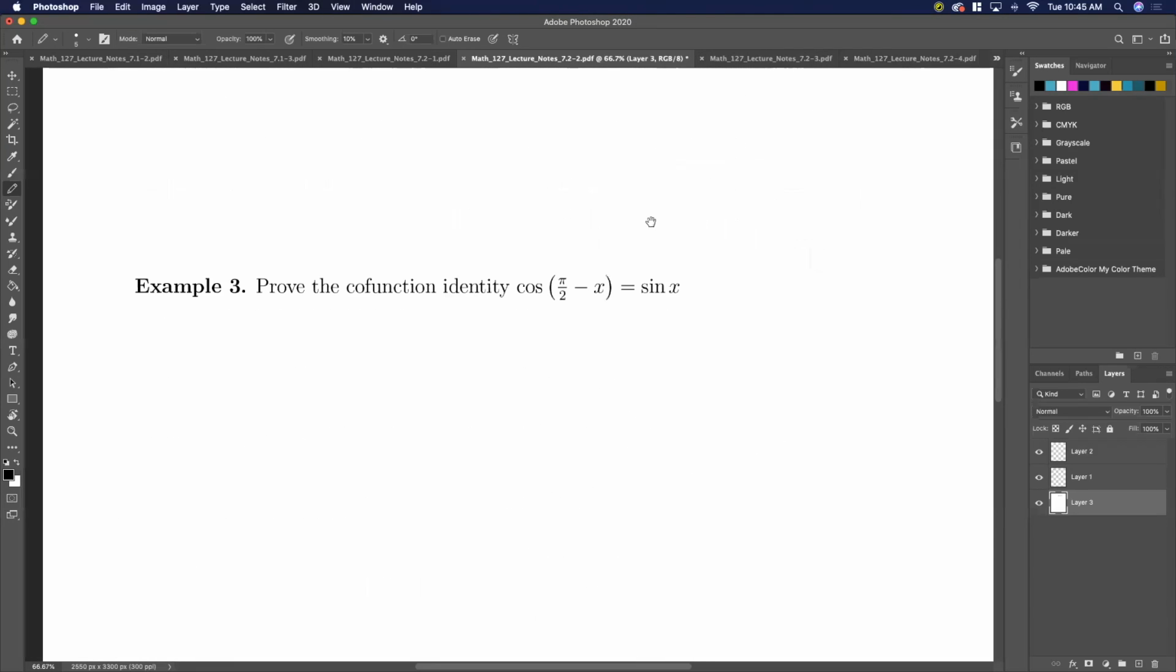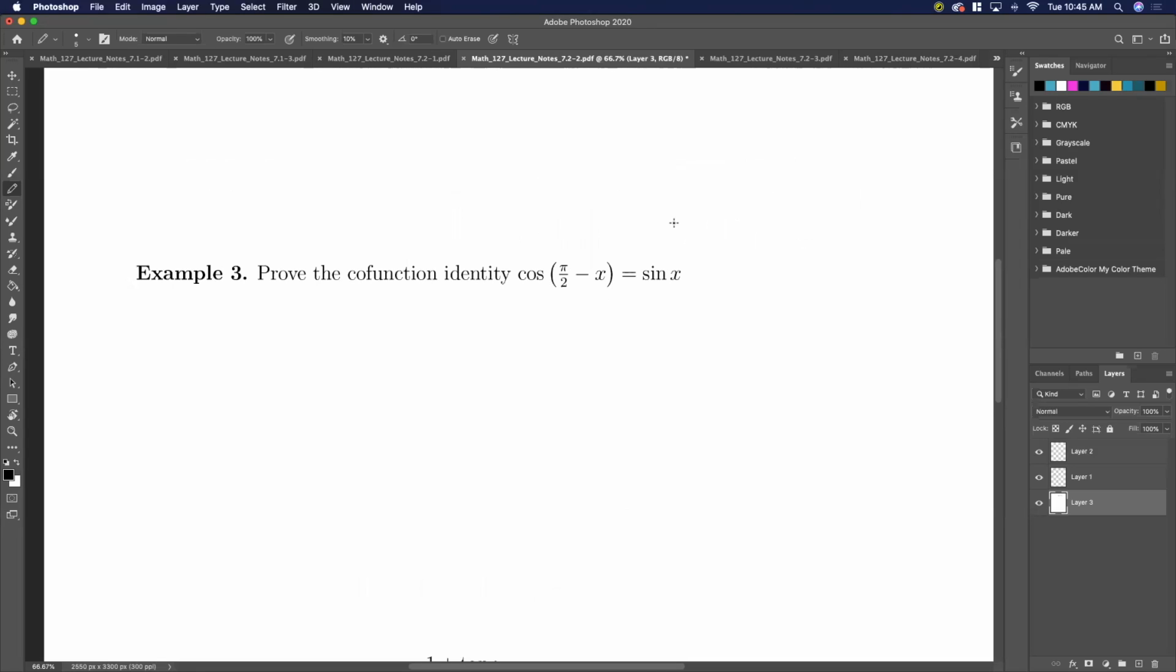All right. And so let's do kind of a proof of an identity. So I'm going to prove the cofunction identity. So here, how are we going to prove this? Well, we're just going to use our addition and subtraction formula here. So cosine of pi over 2 minus x would be cosine of pi over 2 times cosine of x plus sine of pi over 2 times sine of x, right? That's just literally what this is.